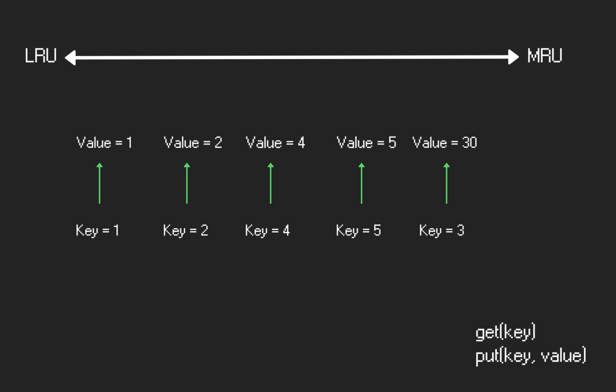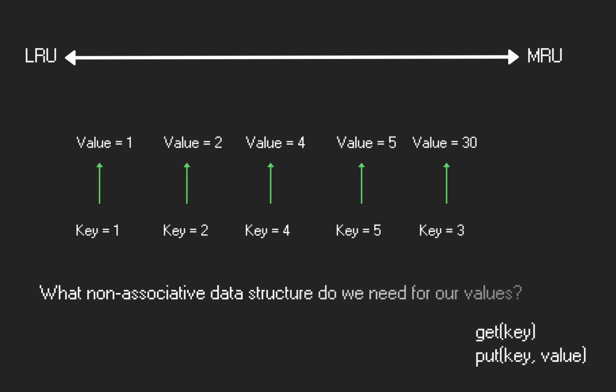Here's the overall thought process. We already have a fast mapping from key to value, so we don't need to mess with the key at all. This leaves the remaining values of our hash map. So allow me to rephrase my question. What non-associative data structure do we need for our values?